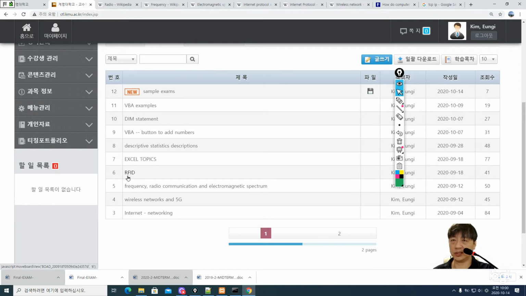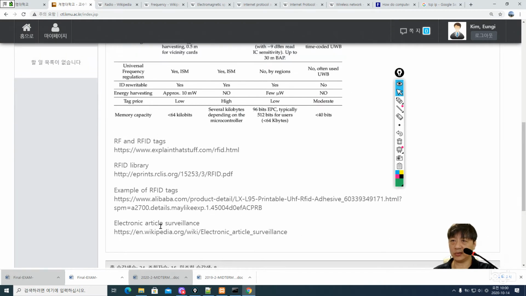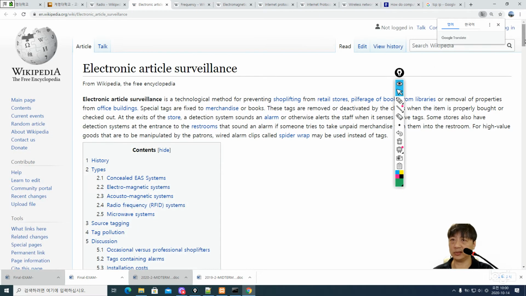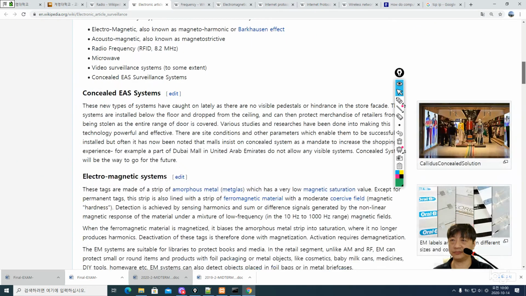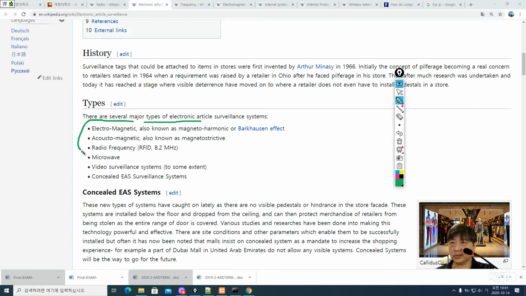Okay, and then the radio frequency IDs, number 6. So this one we talked about surveillance, that not everything uses RFID, but different technologies are used for surveillance, particularly these two types, EM and AM. Those are magnetic strips. So we talked about these characteristics. Really low, 8.2 radio frequency. That's really low.